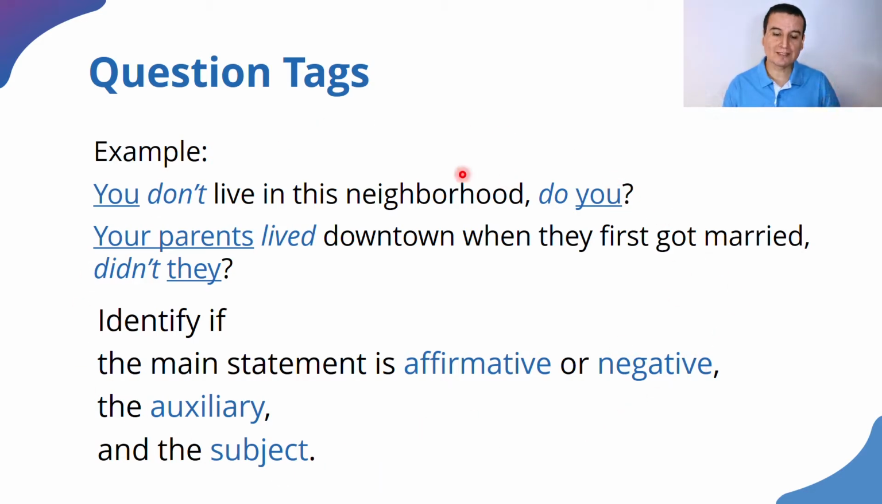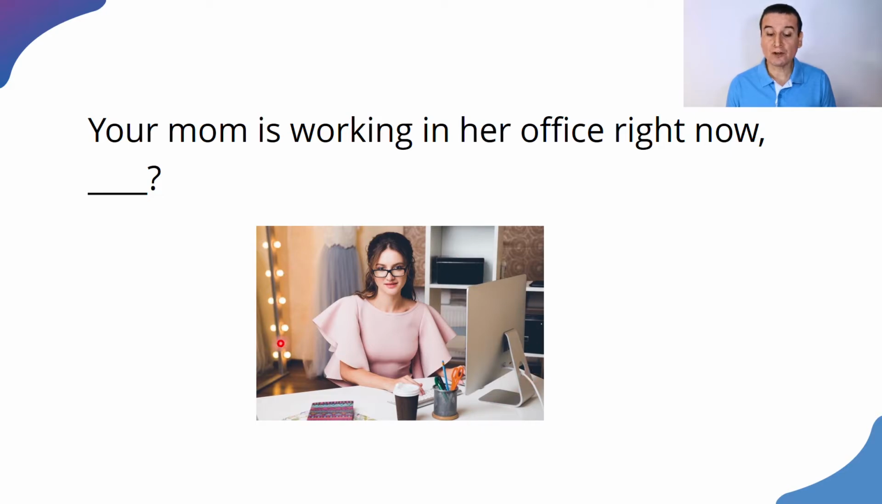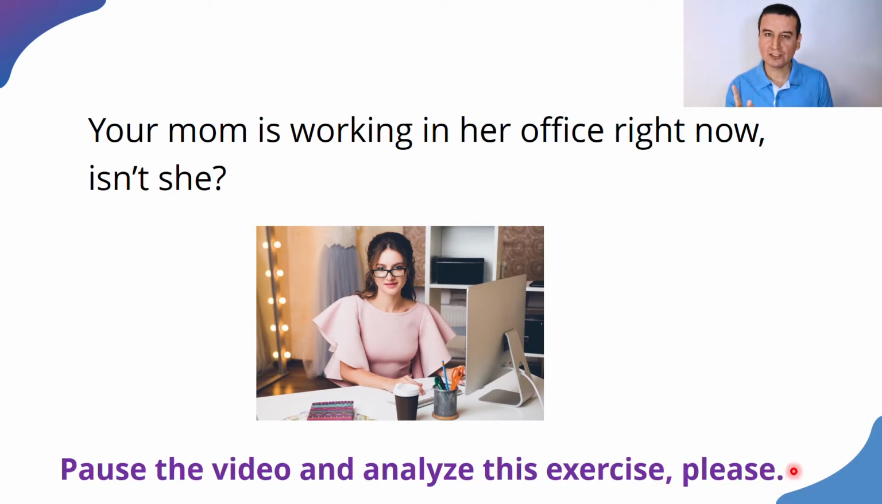We're going to practice with some sentences that are missing the question tag. So we're going to add it, and I'm going to explain. This is the very same thing for the first few, and then you will get the idea. "Your mom is working in her office right now." The auxiliary is "is." The question is about the mom. This is affirmative, so we use the negation in the question. "Isn't she?" All right? Pause the video for a moment, analyze it, and let's continue.